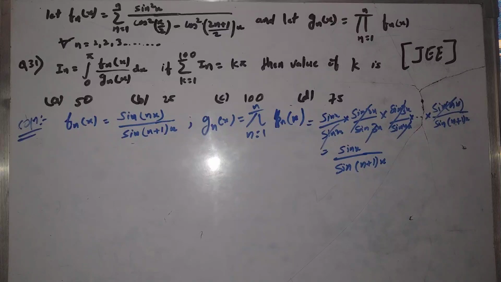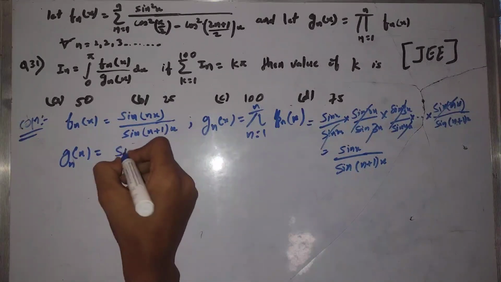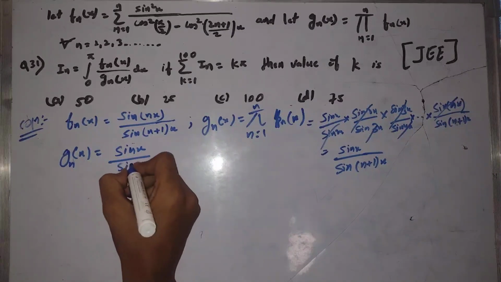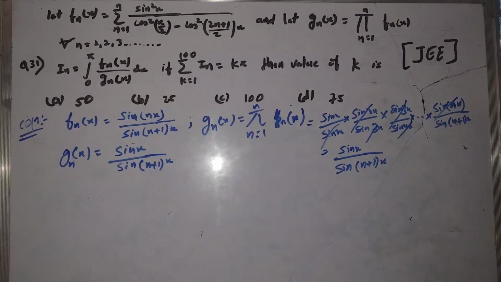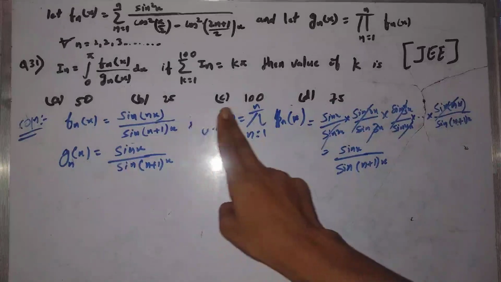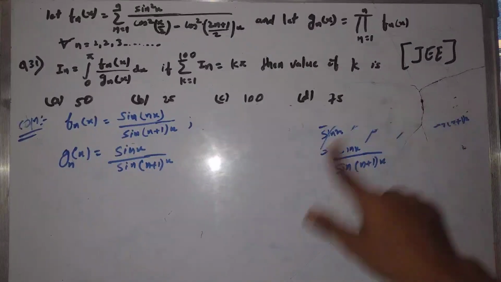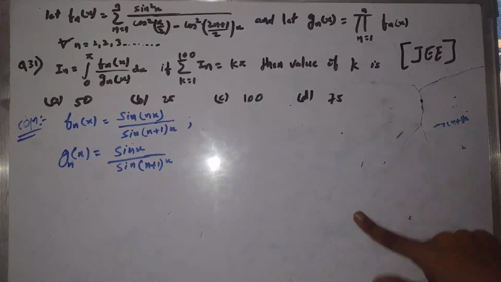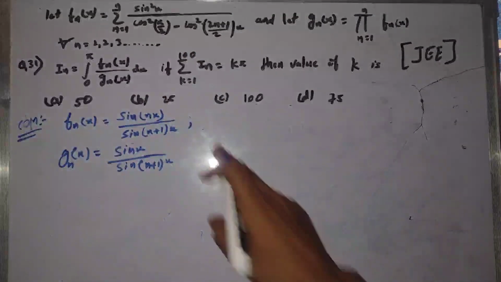So we simplified fn(x) and we simplified g_n(x). Again we can write here g_n(x) equals sin x upon sin (n+1)x. Because I need more space, I'm going to rub this. I'm so sorry, but I'm running out of space. So now we have fn(x) and g_n(x), and now we can solve this. Let's solve it.